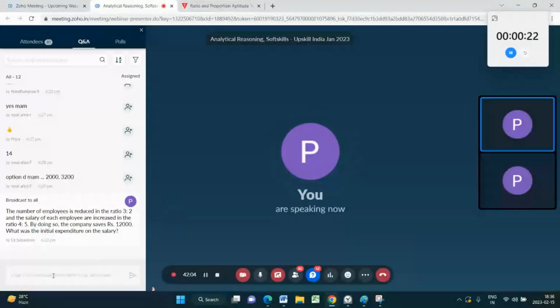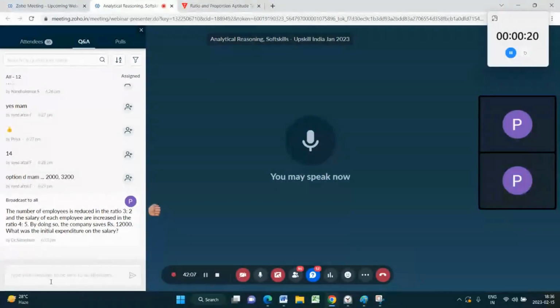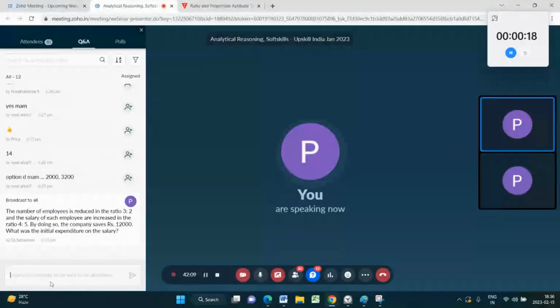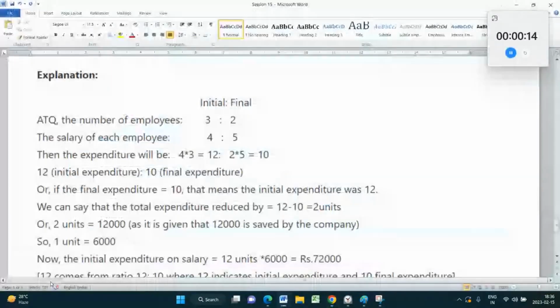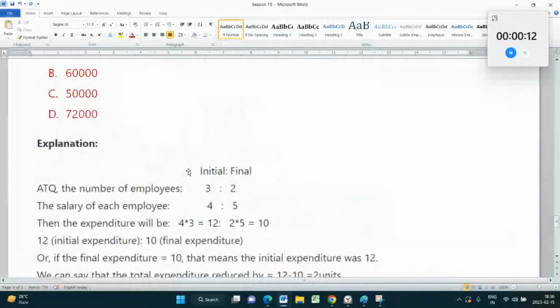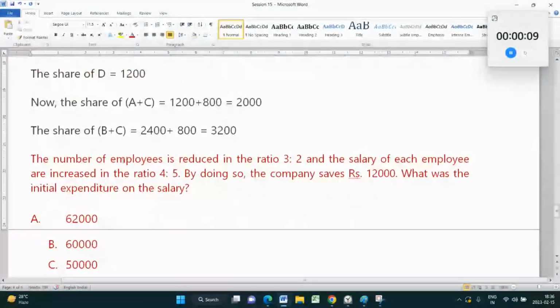Now, let us do this sum, okay? Let us work out this sum. That initially the employees were in the ratio 3:2.